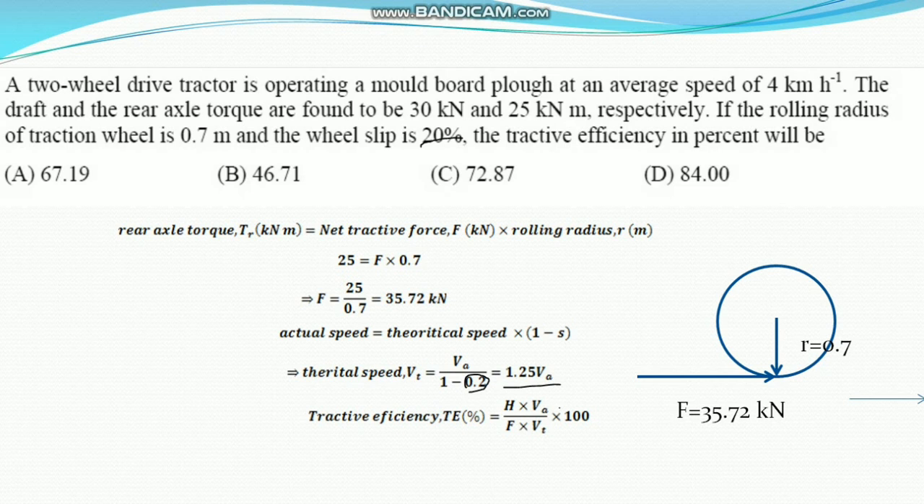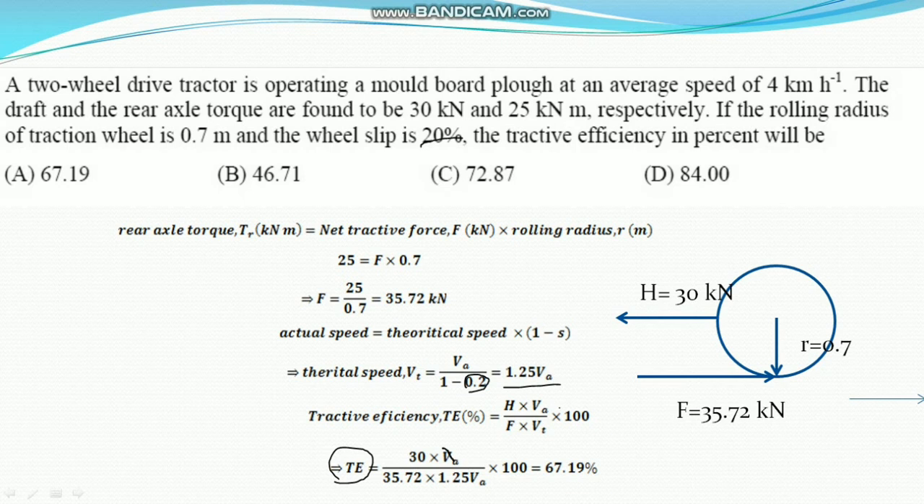Now tractive efficiency we know is drawbar power divided by wheel power. In this case drawbar power is equal to draft, that is H, given as 30 kilonewton, into actual velocity, which is given as 4 km per hour, which we will not use for numerical value. The wheel power is net tractive force into theoretical velocity, and we already calculated theoretical velocity is equal to 1.25 Va, so we directly put it here and they will cancel each other. Therefore tractive efficiency is equal to 30, the draft, into Va, the actual velocity, divided by 35.72, the net tractive force, into 1.25 Va, the theoretical velocity.